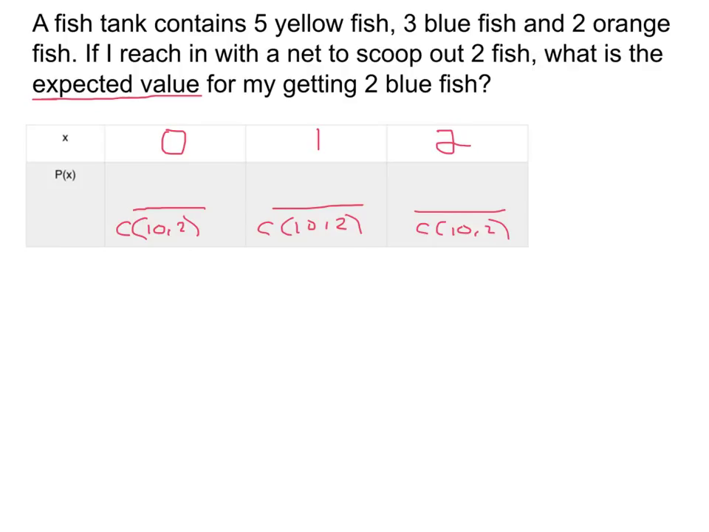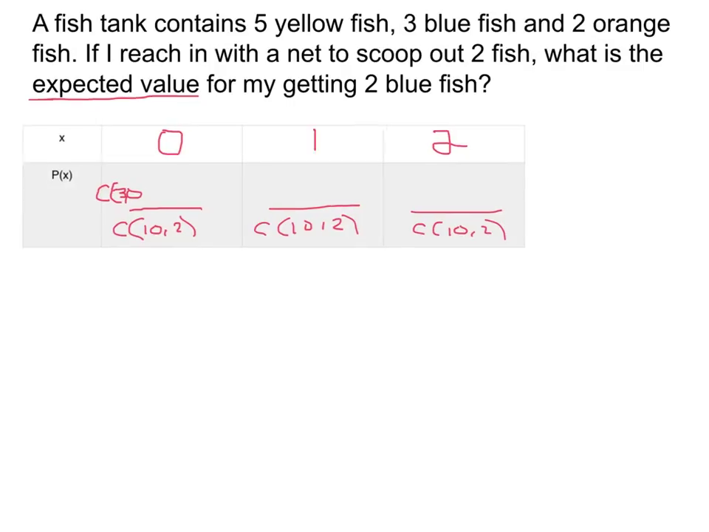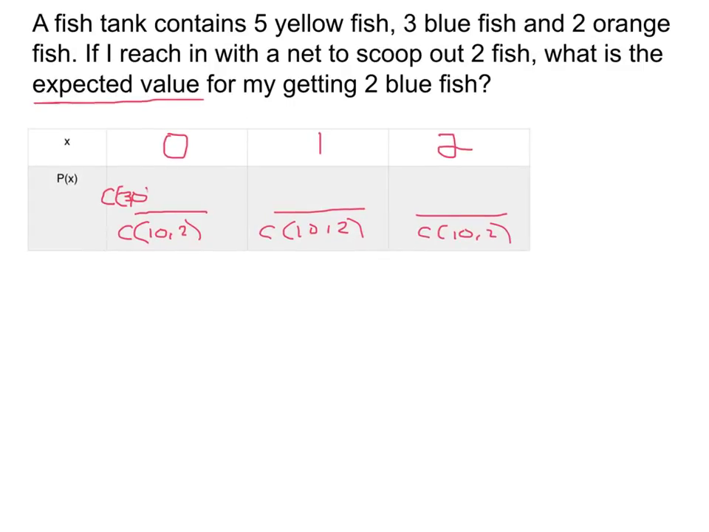But now we need to go to the specifics. So no blue fish. What that would mean is that if we choose our blue fish first, we are choosing from the 3 blue fish, none. So that's our 0. And we're not done at that point. It's not just the combination of 3 choose 0, because we do have to pick 2 fish out of the fish tank, which means that from the 7 other fish in that tank, we're going to choose the 2 fish. So the 2 fish are being picked out of the 5 yellow and the 2 orange. So that's the first probability, and we can compute that in a minute.